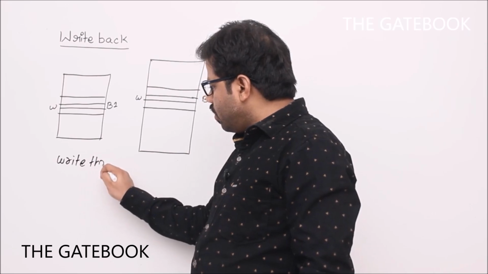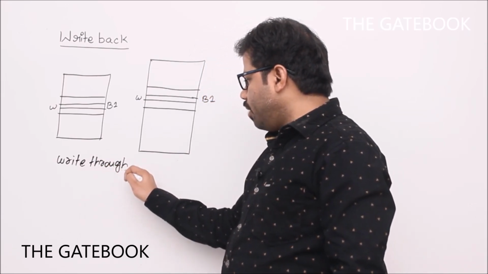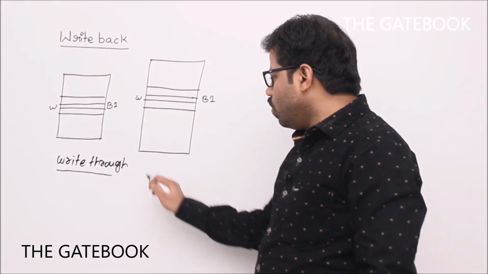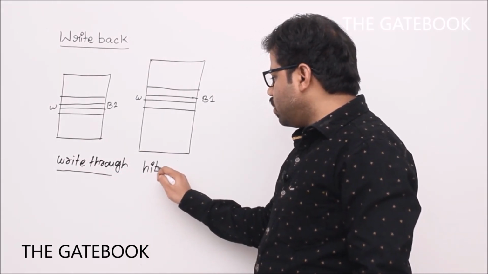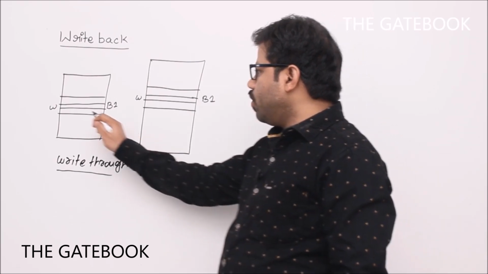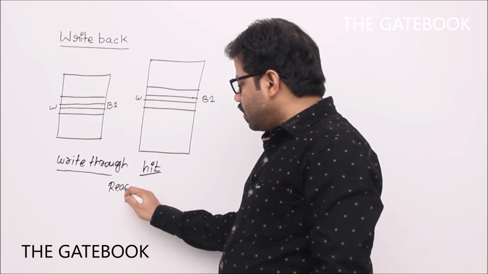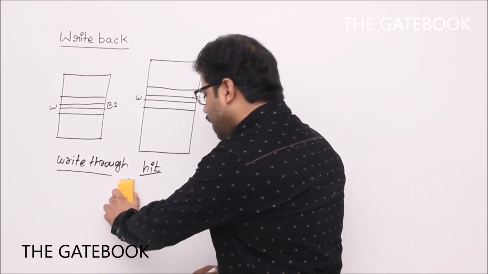Case number 1. First of all, I don't assume that I have a write buffer. Without a write buffer, simple plain write through, and a cache hit occurs. That means you are searching for a word and it is available in the cache and you are reading. Let us see all the cases. Of course, read is not required because read is quite easy.